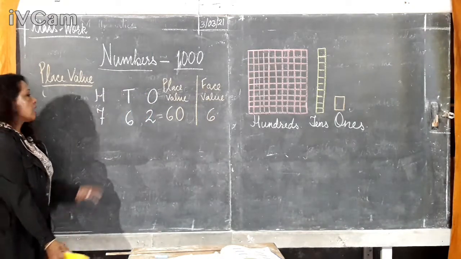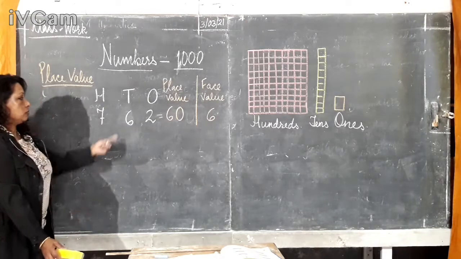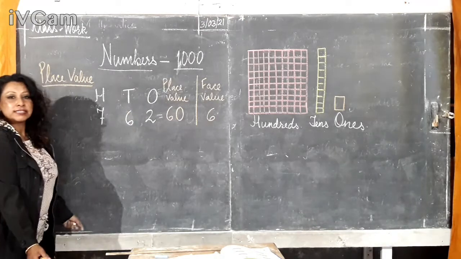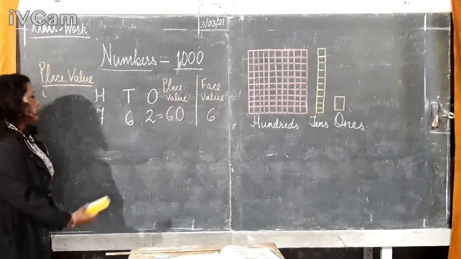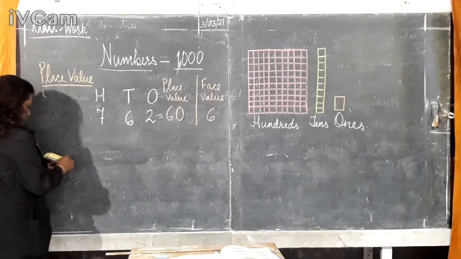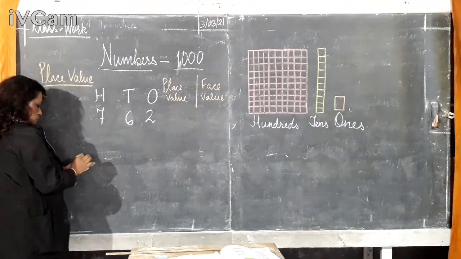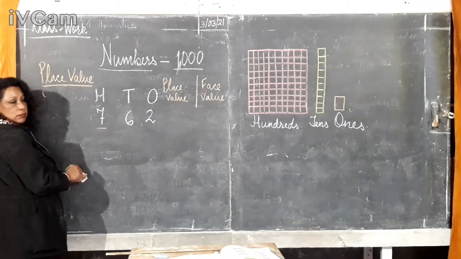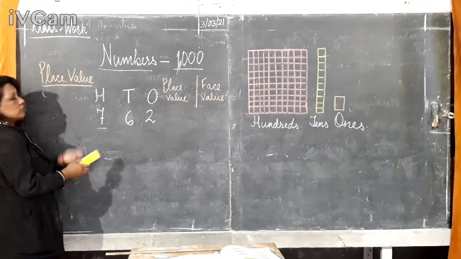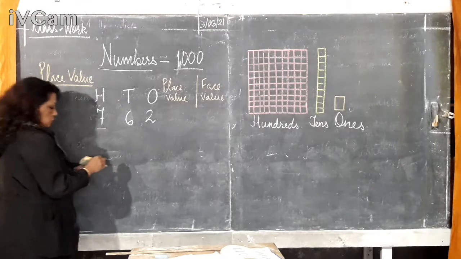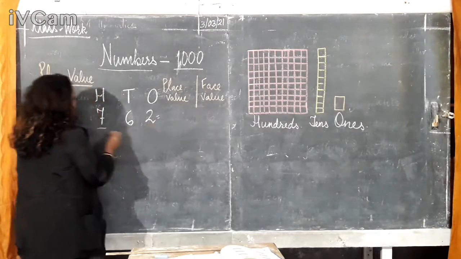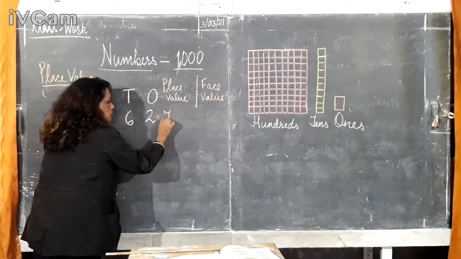Face value is 6 and place value will be 6016. Alright? This is how you write. Next, if I underline 7, now find the place value of 7. That means what will you write? Place value of 7 will be, you write 7 here.